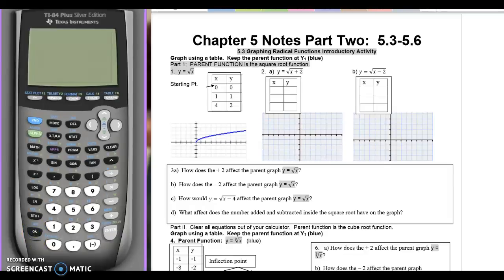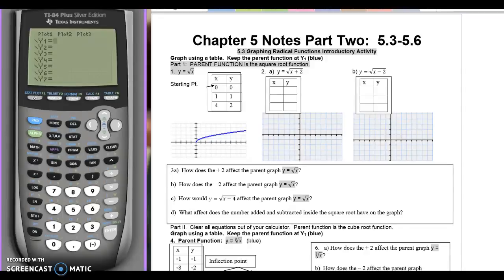On your graphing calculator, there's a few buttons that you need to be aware of. The first one is the y equals button. The y equals button is right here. That's where you enter things that you want to graph. When you enter things that you want to graph, you're going to need to enter x as well.